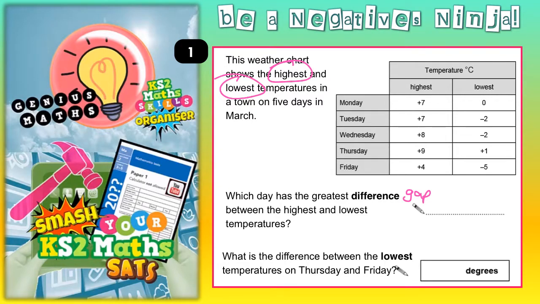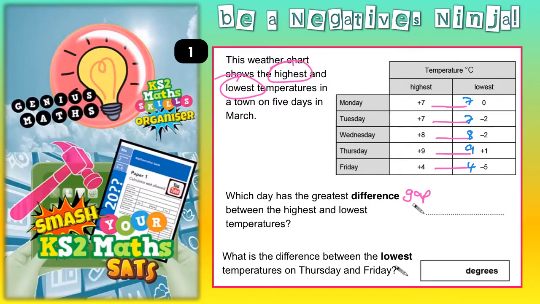are. So what I'm going to do is I'm going to put a quick number line on each day. Now they've actually done the numbers the wrong way round because it would help us to put the highest numbers at the end of the number line. So on Monday, the highest number is 7. Tuesday, the highest number is 7. Wednesday, it's 8. Thursday, it's 9.